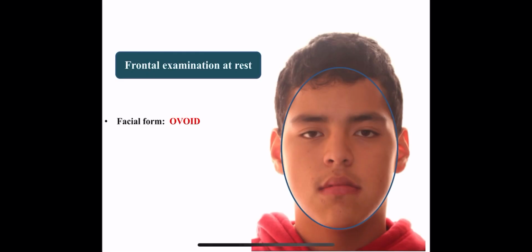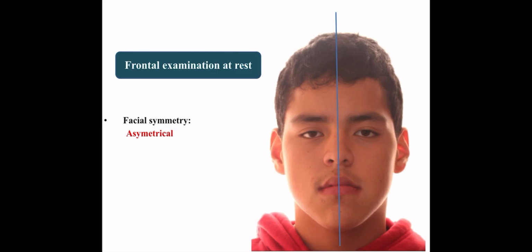Today we are going to discuss this interesting case about a 17 years old male complaining of mandibular protrusion, upper incisor crowding, and lack of incisor contact. On extraoral examination, frontal examination at rest, facial form is ovoid, as you can see in the picture, and facial symmetry is asymmetrical.